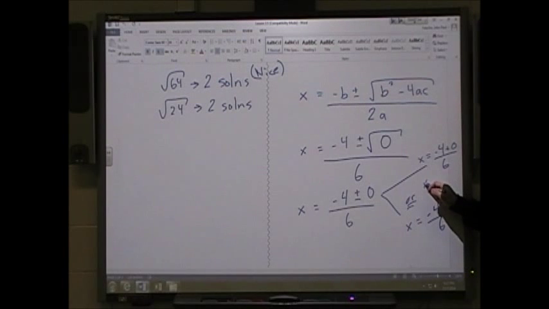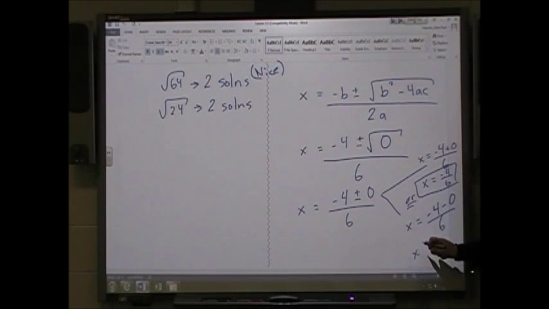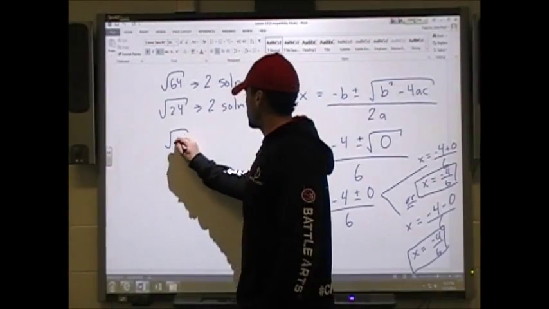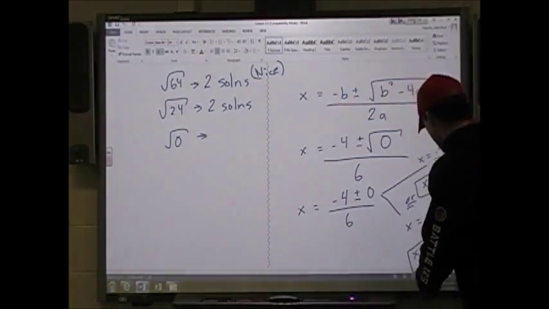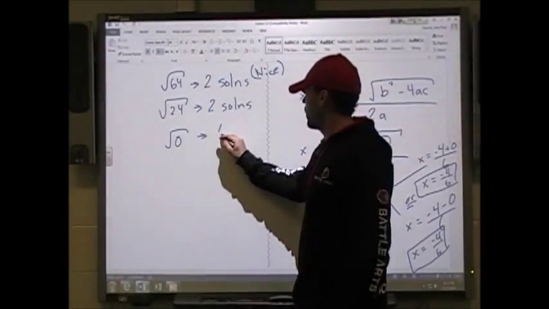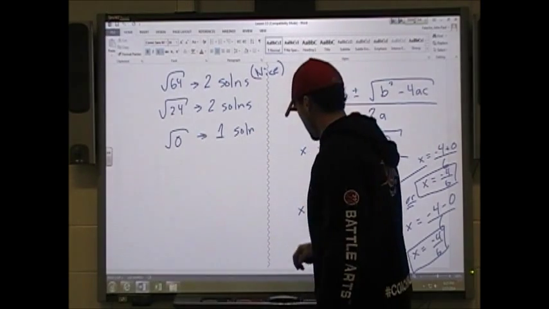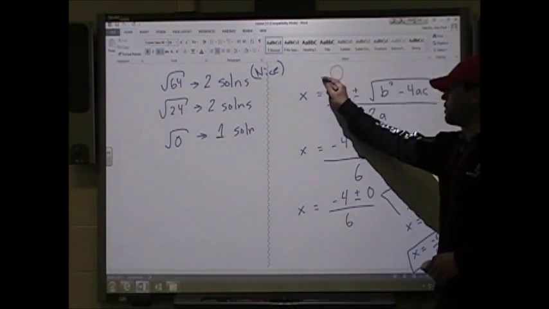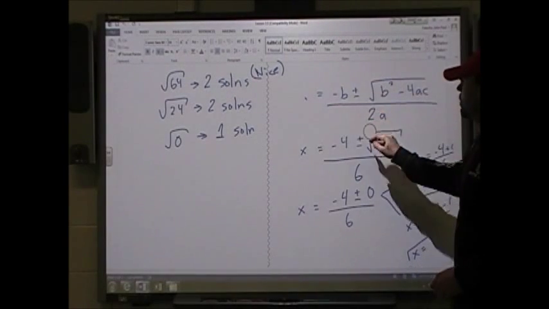Well, what's the difference? Really, there is no difference. Over here, negative 4 plus 0, you get negative 4 over 6, which you can reduce. I won't reduce it. And over here, you'll get negative 4 minus 0, which is still negative 4 all over 6, which you can reduce to the exact same number. So when you have a 0 underneath the square root sign, you will have 2 of the exact same answer. You will have only 1 solution, or 1 x-intercept, which means that the vertex is the x-intercept, which means you also could have solved that using factoring, because we had one problem that looked like that.